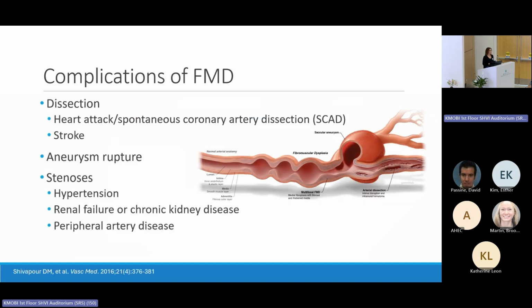So some of the complications of FMD, these are the major categories we have. Dissection, as we've talked about, is a tear in the artery lining. That's shown here in this figure. That can lead to a heart attack if it's associated with the heart arteries. Spontaneous coronary artery dissection is what that's called, or SCAD. It can lead to stroke. There's also a risk of aneurysm and aneurysm rupture, and then a risk of stenosis, or narrowing of one of the arteries. That can lead to things like high blood pressure, kidney failure, chronic kidney disease, or peripheral artery disease, depending on where it occurs. And you can see this is a schematic, again, of the dissection, but also an aneurysm, and then areas of potential narrowing.